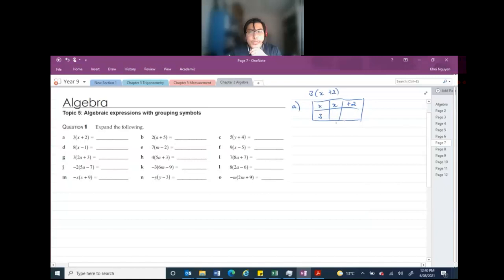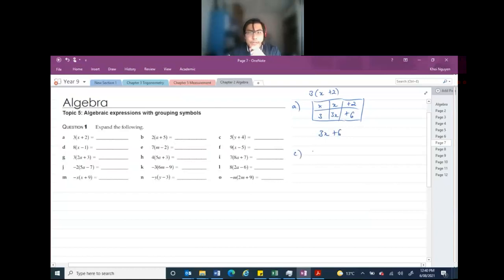Okay, and we multiply them. So the first one is 3 times x, that's going to be 3x. And then we've got 3 times plus 2. Now this is a positive and a positive, which makes it a positive. And 3 times 2, that's 6. So that means that we have an answer of 3x plus 6.